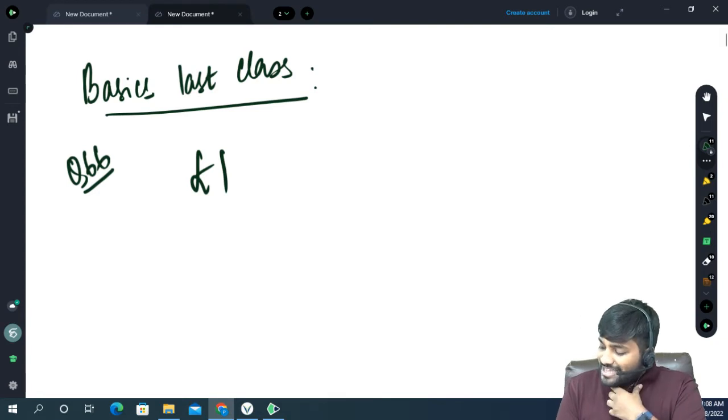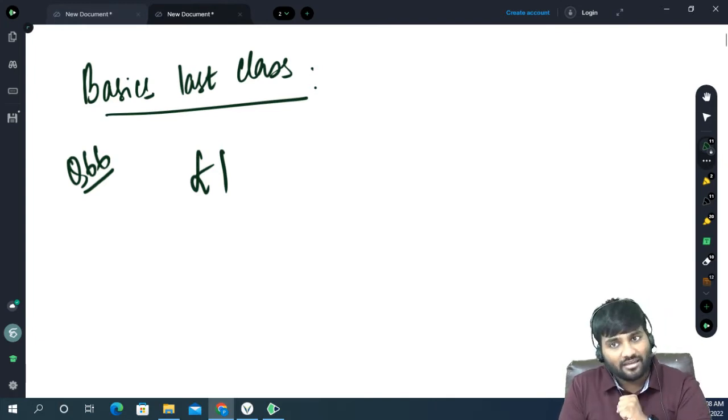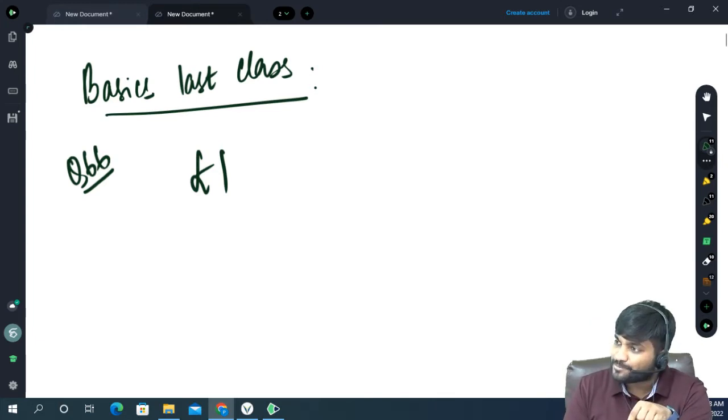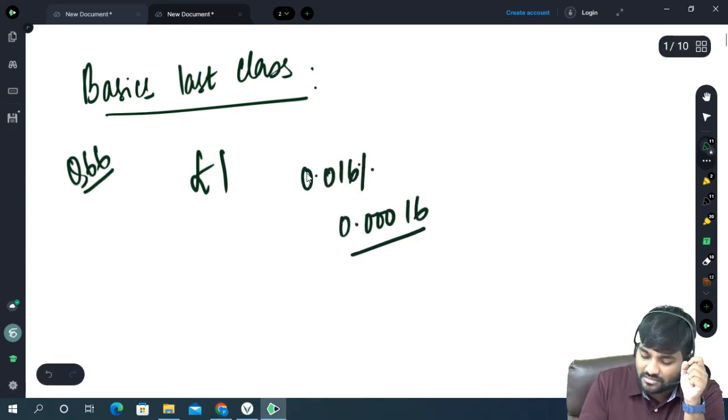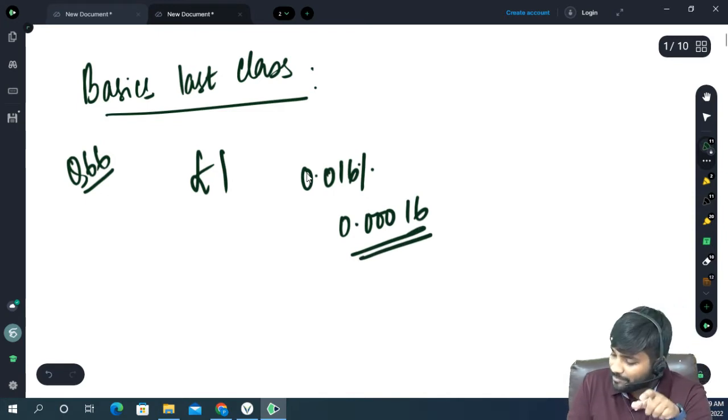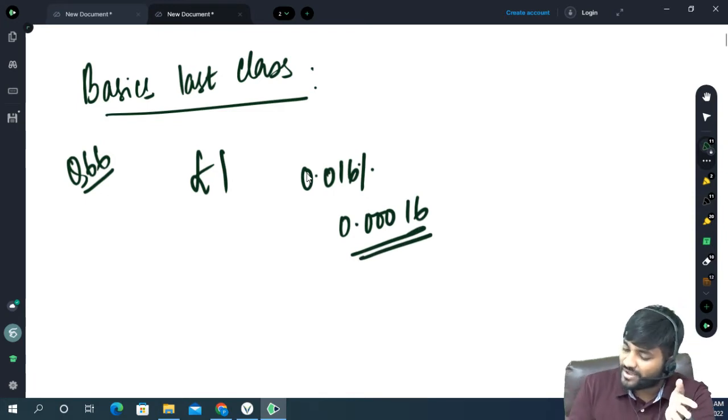And they have given us the effective interest rate per day. So if it is one day, then we are going to pull it back for one day. It is 0.016%. 0.016% means what? 0.00016. Yes or no? Okay, so it's very simple.